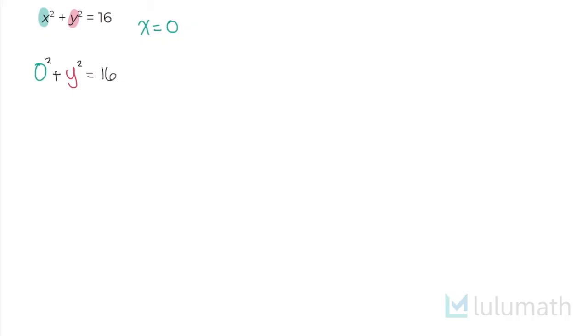So 0 squared plus y squared equals 16. Well, 0 squared is just 0. So 0 plus y squared is just y squared. And then in order to solve for y, I need to square root both sides. Now here's where we need to be careful, because the square root of 16, yes, is 4 because 4 times 4 is 16, but it could also be negative 4 because negative 4 times negative 4 is also 16.